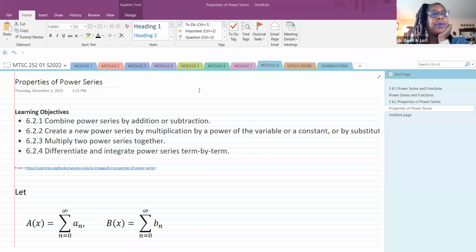Okay, this section is properties of power series. We're going to learn to combine power series by addition or subtraction, learn how to multiply power series, and also differentiate and integrate a power series term by term.